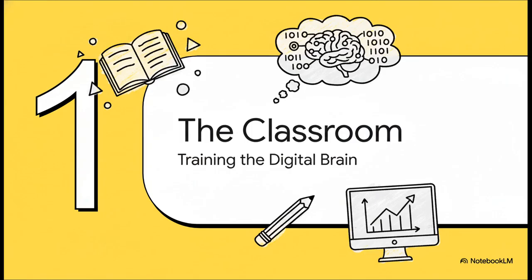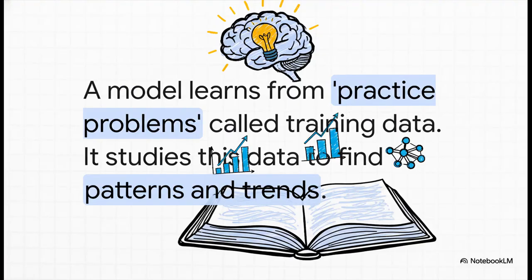This is where we're going to train this digital brain. So what's the model's textbook? It's something we call training data. This is a specially picked set of information that the model just pores over, again and again, looking for patterns, seeing how things connect, finding all the little trends. This is how it learns the basics before we dare ask it to do anything complicated.